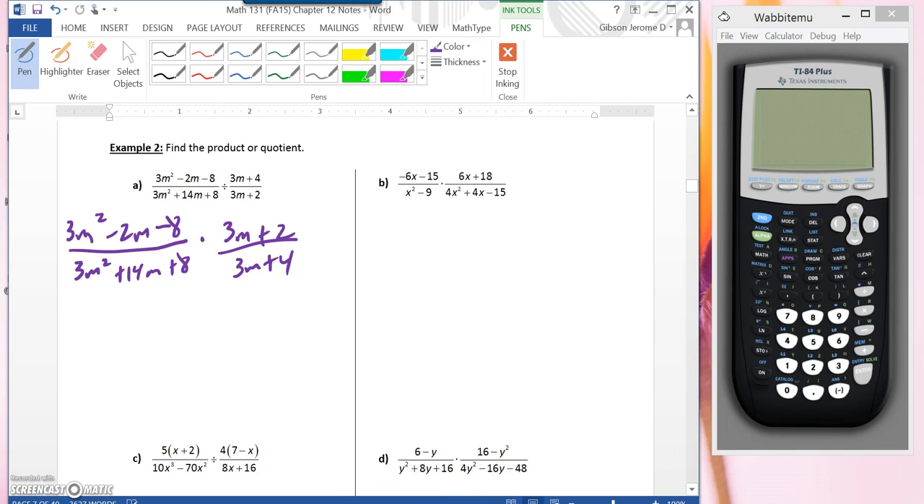Now we could go to factor. Now we will factor this out. In our numerator, this factors out to 3m plus 4 times m minus 2. In the denominator, this factors out to 3m plus 2 and m plus 4.